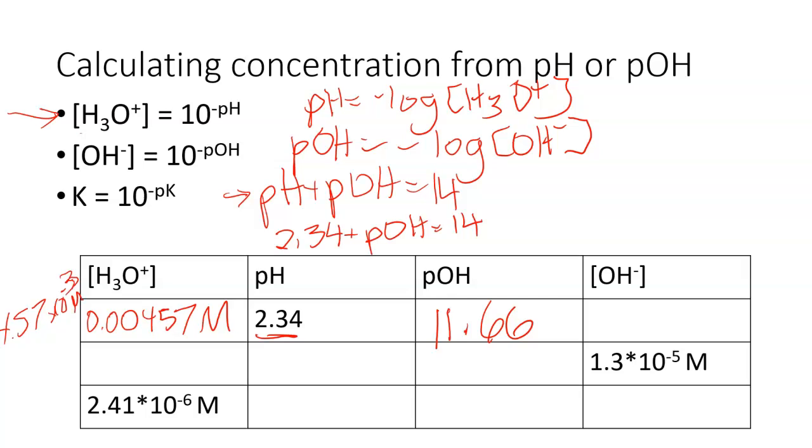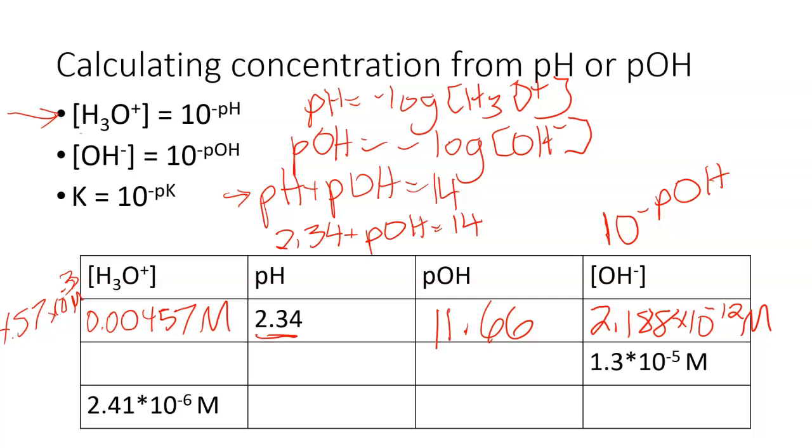I'm going to do the same thing over here for my hydroxide. The hydroxide is going to be 10 to the negative pOH, and my pOH is 11.66. Do make sure that you're careful about that negative exponent. That one I'm going to do in scientific notation because it makes more sense that way. It's going to be 2.188 times 10 to the negative 12th molar.